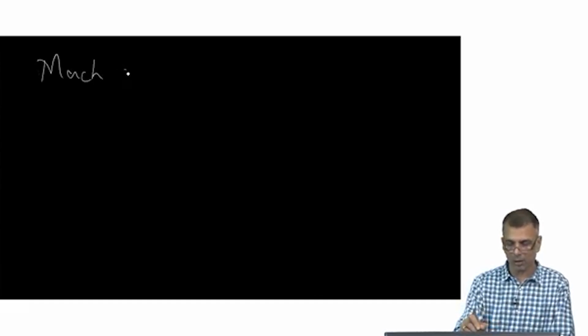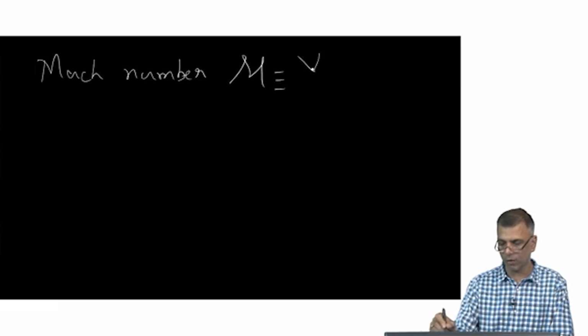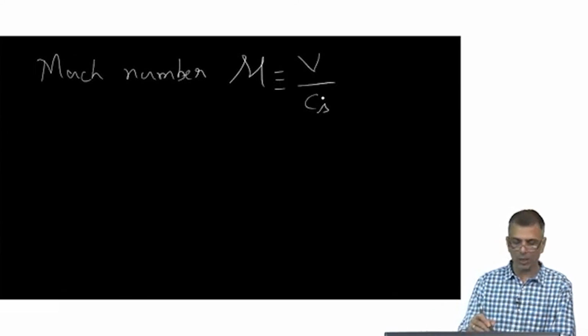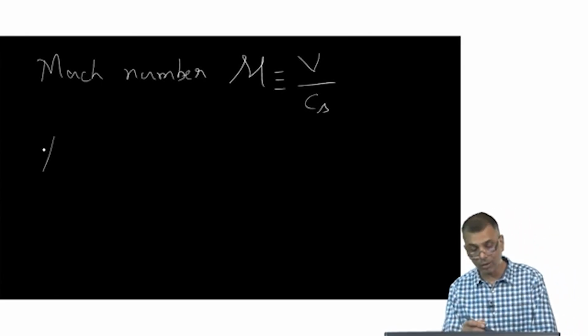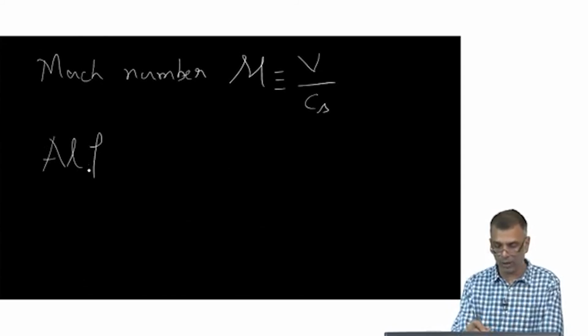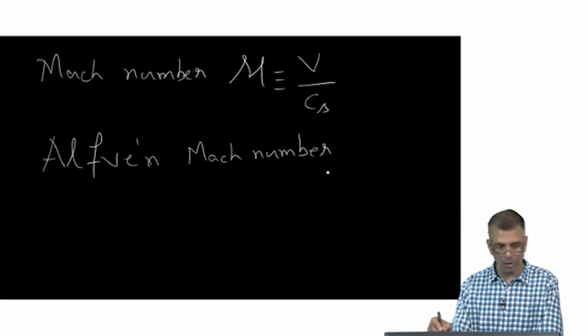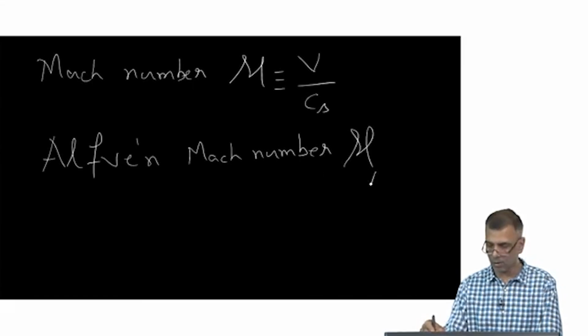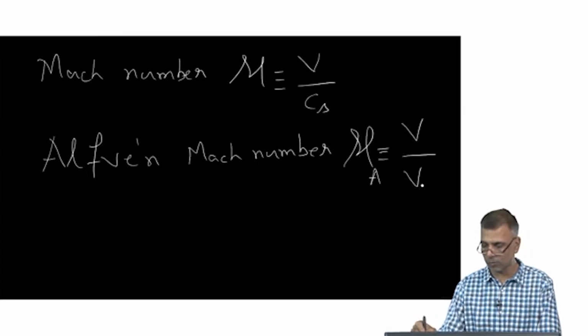Just like we talked about the regular Mach number, which you remember was the ratio of the flow velocity to the speed of sound, there's something called, in a magnetohydrodynamic situation, an Alfven Mach number, which is generally denoted with a subscript A, and this is the ratio of the flow speed to something called the Alfven speed.